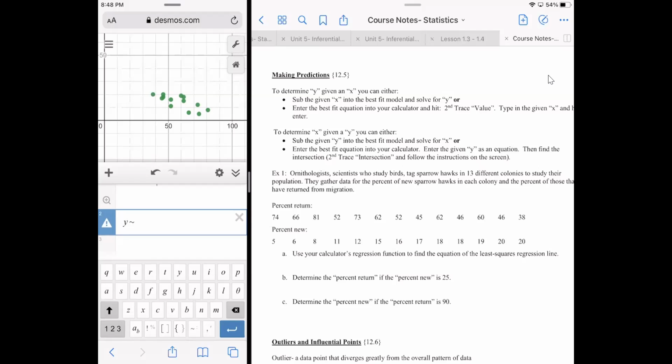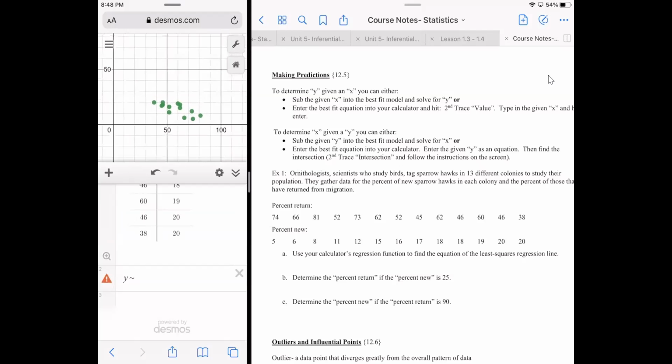Professor, really quick. Yeah. After you entered all the values on the table, how did you get it to a graph again? I just pinched and scrolled. Oh, I see. Thank you.